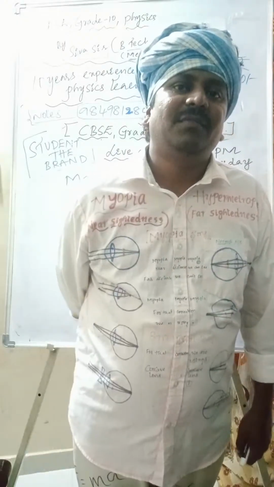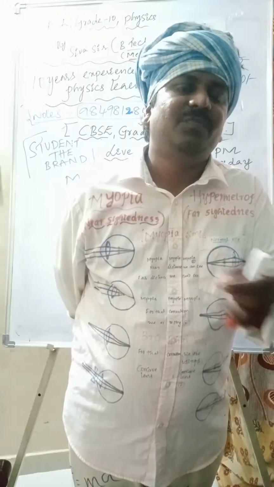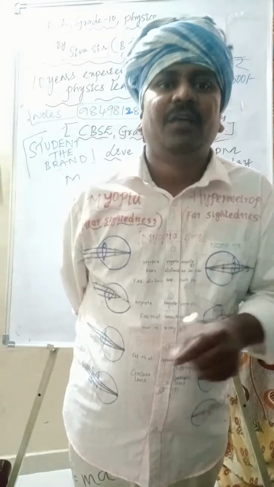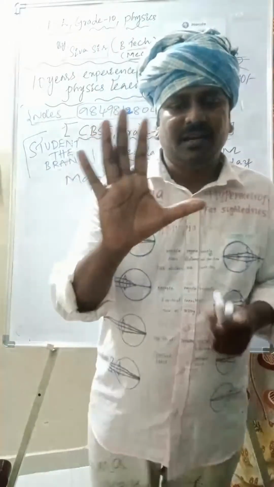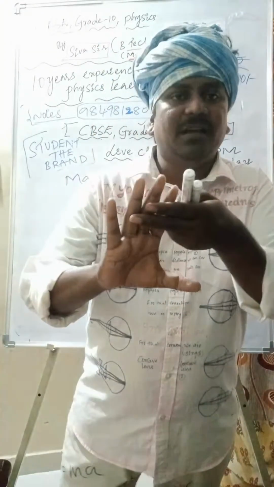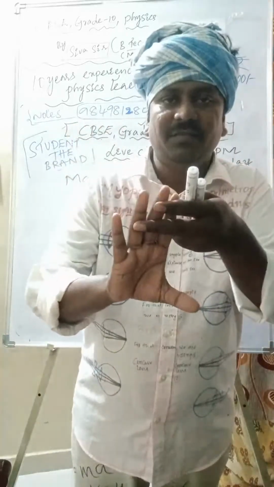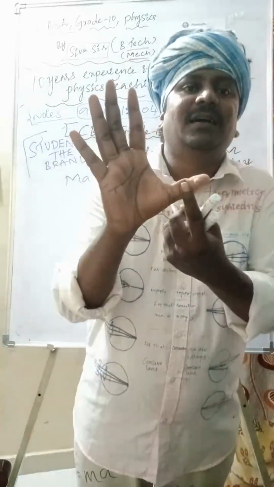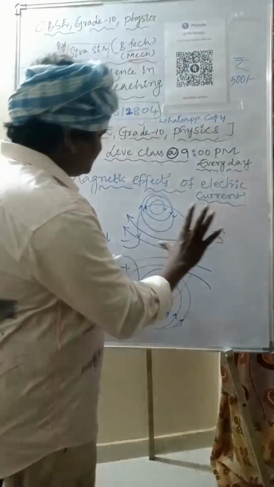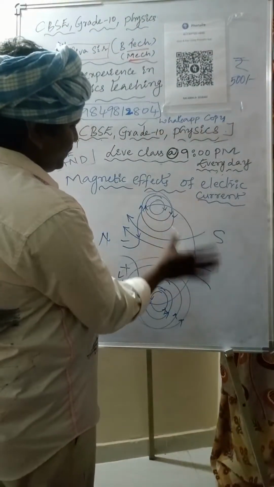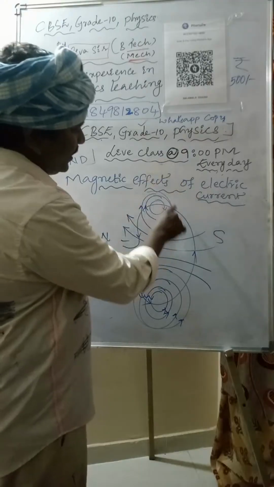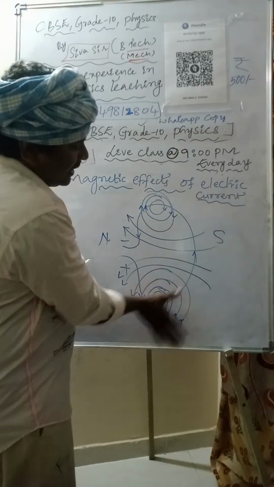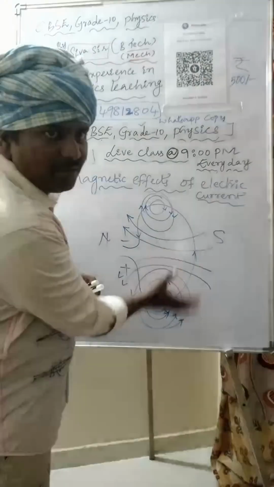So actually, when the current is passing in the conductor, we will use the right hand thumb rule. This is the right hand thumb rule: this is the thumb, these are the curly fingers. If you place the thumb along the current direction, so if the current is passing like this, the magnetic field will be like this. Here the current is passing in the upward direction, and the magnetic field will be downward here.